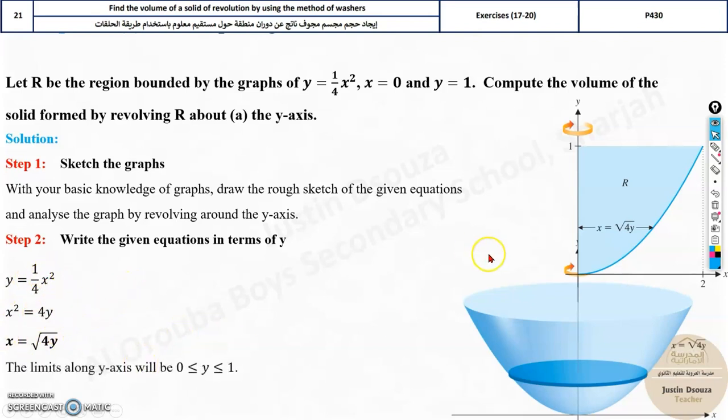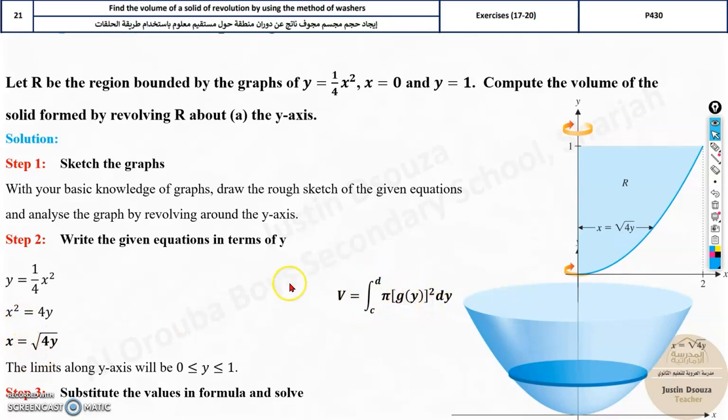Now, the limits. Where are the limits for y? They have told us up till 1, right? From 0 to 1. Now we need to use the formula, which we have already used to solve this problem before. Substituting the formula and solving. This is the formula: volume is the integral from c to d of pi r squared, or over here g of y squared, because we are dealing with it in terms of y. So just put this over here.